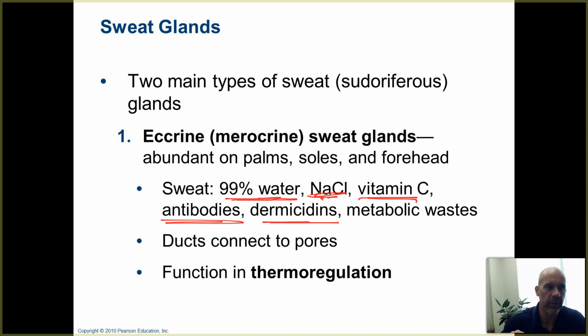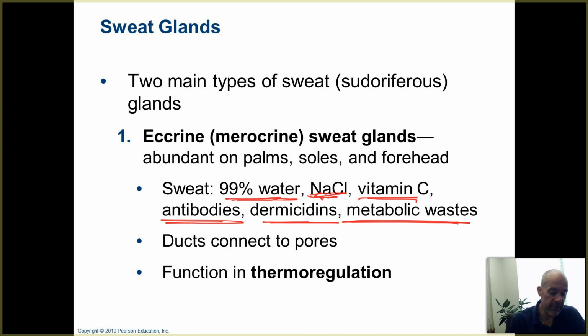Dermacidins are also in there. Derm refers to the skin, and cidin, to kill. These are actually proteins that kill bacteria, and so your sweat will contain those. And then you also have various metabolic wastes in there as well. So you do get rid of some of the waste from your body through your sweat also.